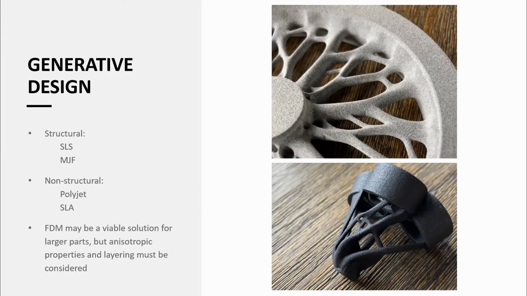Generatively designed parts are also an amazing fit for additive manufacturing. Most often, we use either SLS or MJF for generatively designed components because it's capable of achieving the complex organic geometries with consistent surface finish thanks to the self-supporting nature of the process. We're also able to print generatively designed components using Polyjet and SLA, but the structural properties may not be quite as good as the SLS and MJF nylon material.